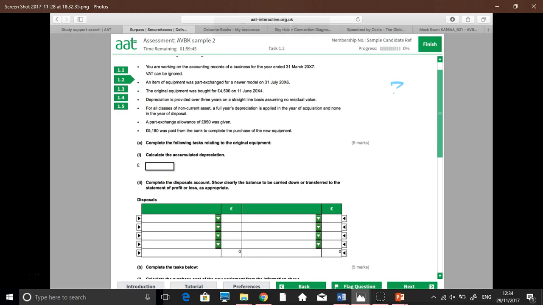Right, so what do we have here? We have an item part exchanged for a newer model, original cost 4,500, on the 11th of June 2004. One of the biggest key things to be very aware of is this point here about a full year depreciation is applied in the year of acquisition and none in the year of disposal.